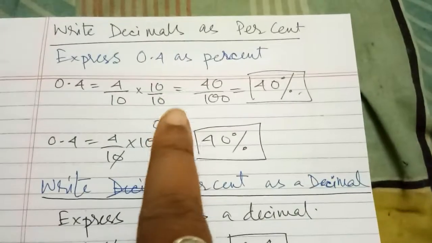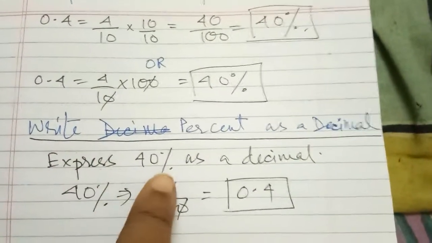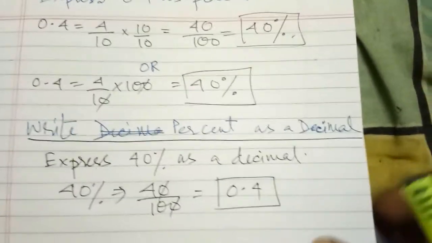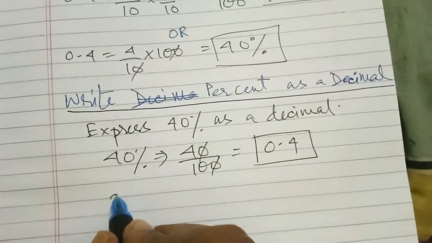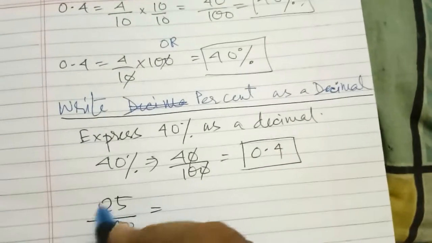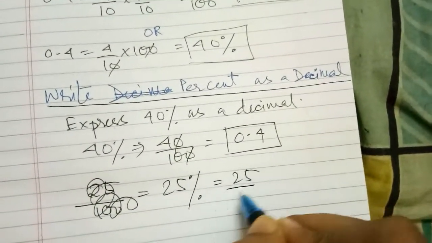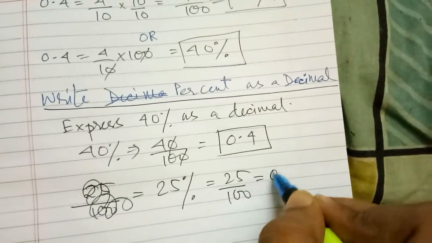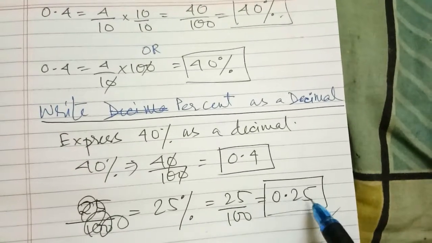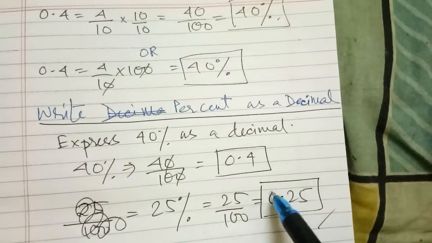Okay. Next we are coming to writing a percent as a decimal. That means the opposite: decimal to percent, and now this is percent to decimal. Express 40% as a decimal. 40 by 100 is written as 0.4. If I take one more example, suppose 25%, you can write 25 by 100. Then you can write 0.25. You have done the decimal chapter. After putting the number, see how many zeros there are, 2 zeros, then 1, 2, and put the decimal point.